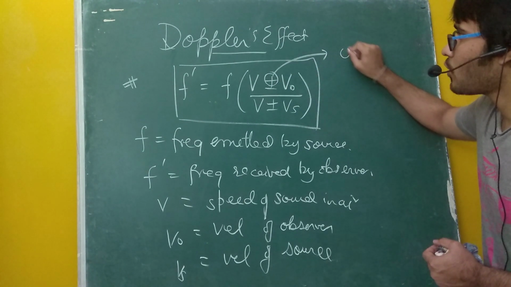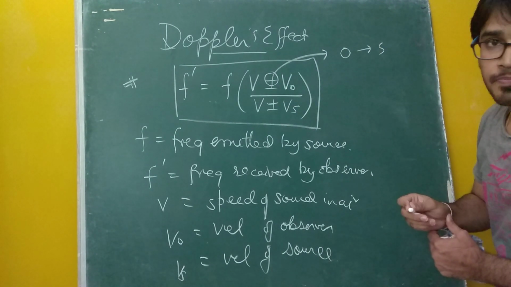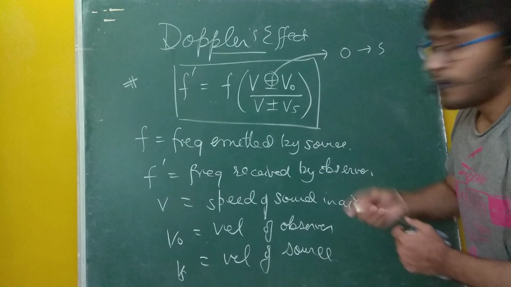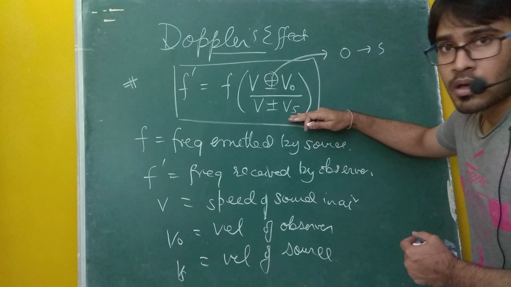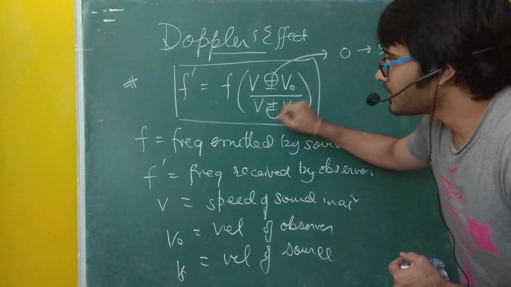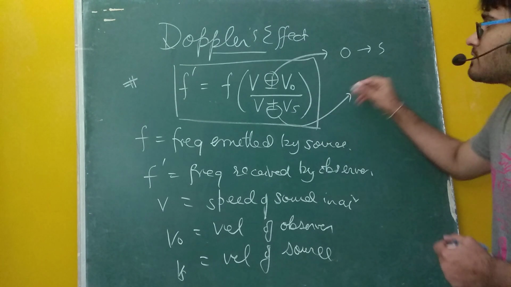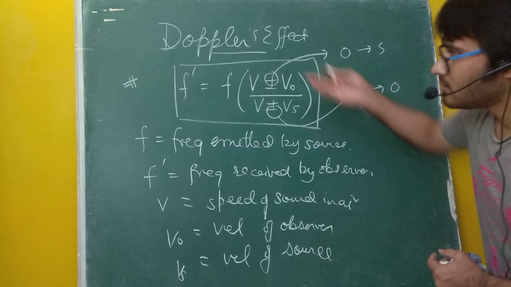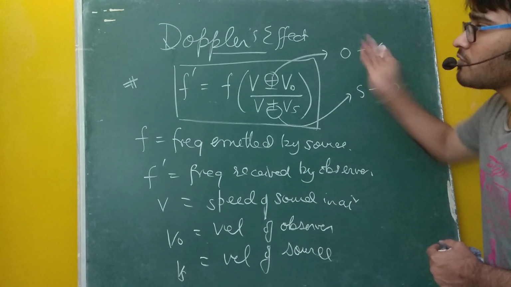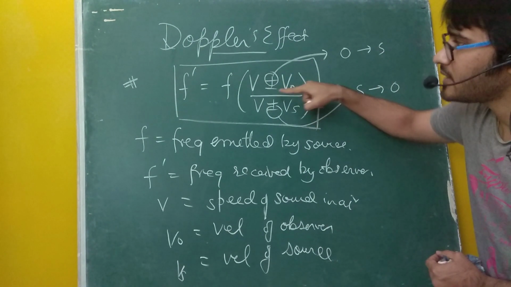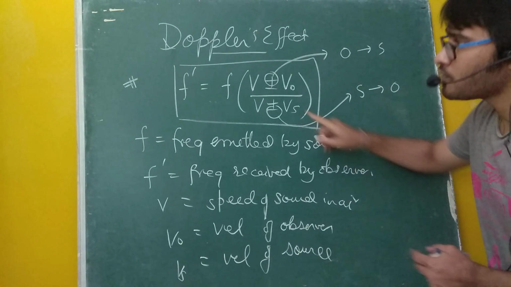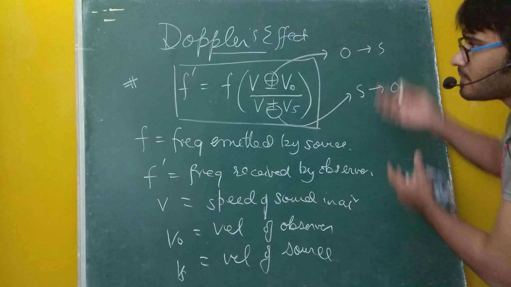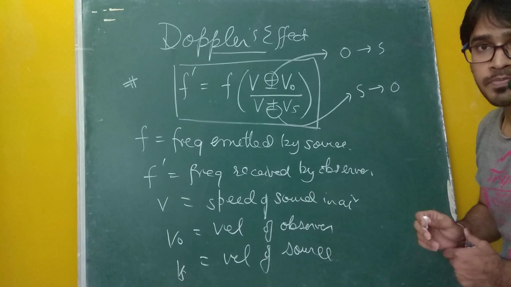So I'll use plus when the observer is moving towards the source. Now when the source moves towards the observer, then also frequency should increase. But this term is in the denominator. So how will it increase the expression? By taking the negative sign. So I'll take the negative sign when the source is moving towards the observer. And similarly, if the observer is moving away from the source, I will take the negative sign. And if the source is moving away from the observer, I will take the positive sign. This is the basic way you can remember this.